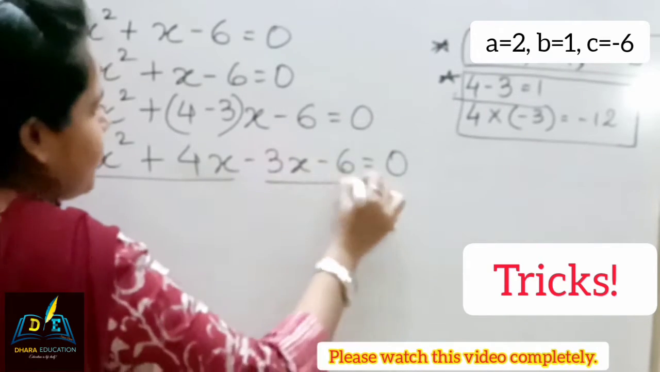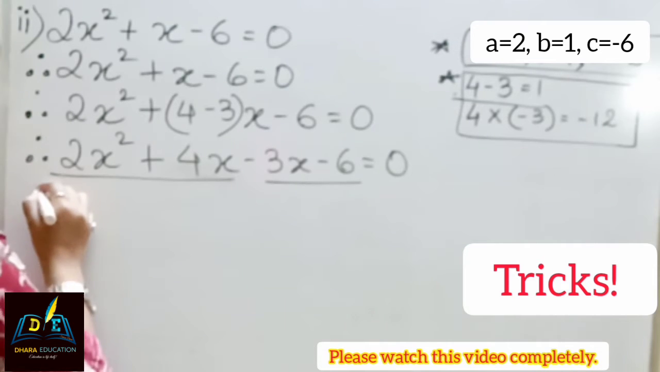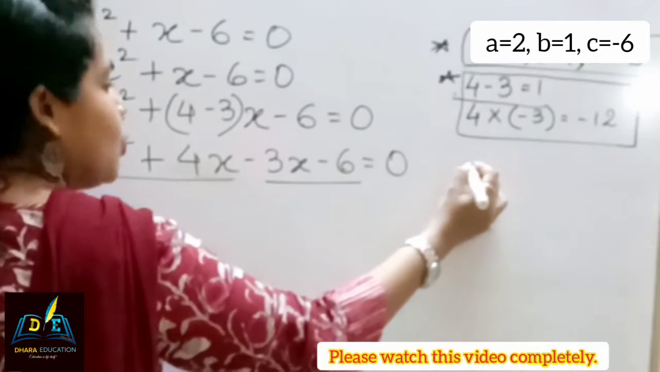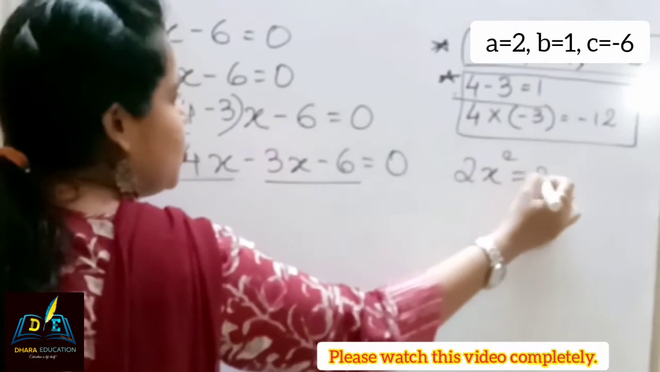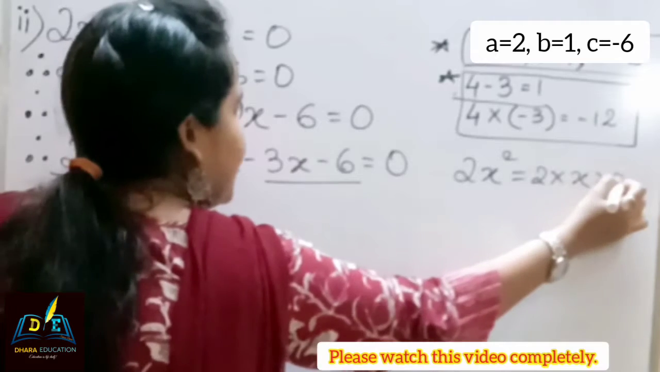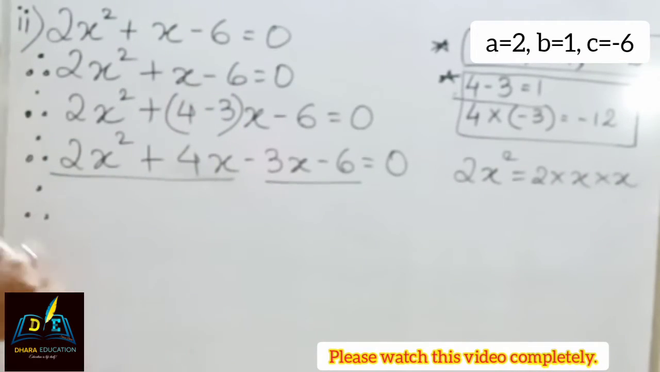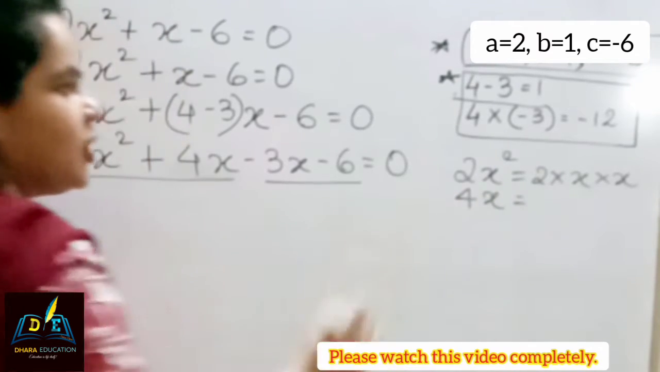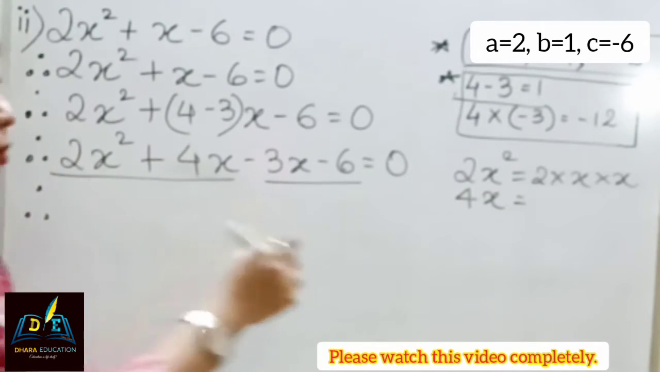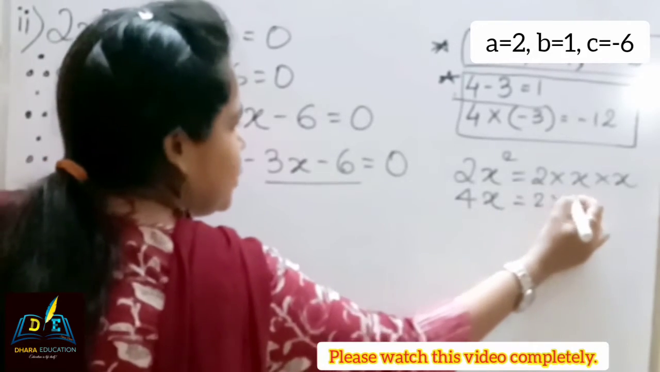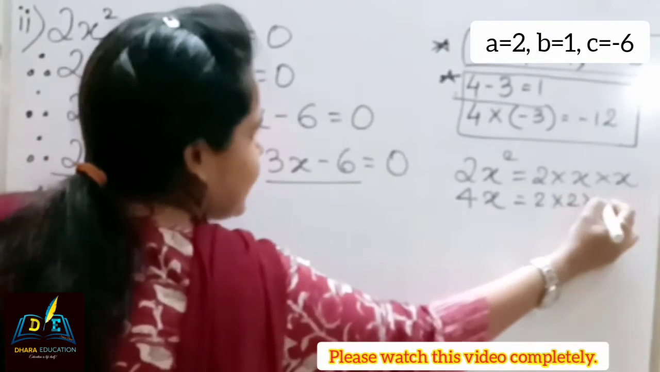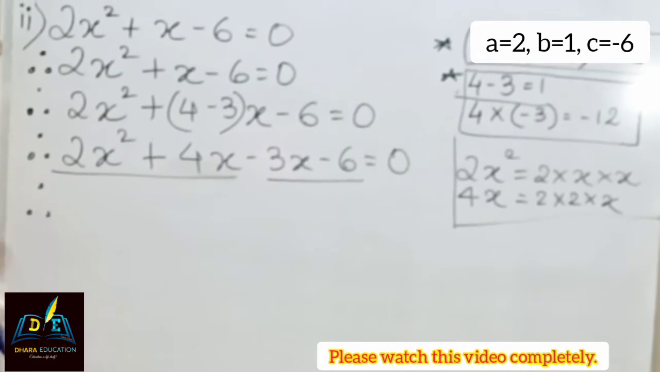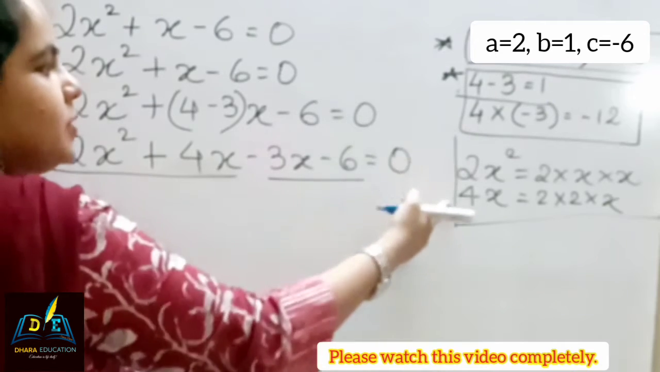By making it into pairs, we are going to get commons. So how will the common be? 2x² means 2 multiplied by x multiplied by x. On the other hand, 4x. It means 2 twos are 4, that is 2 multiplied by 2 multiplied by what is remaining here, x. Correct?